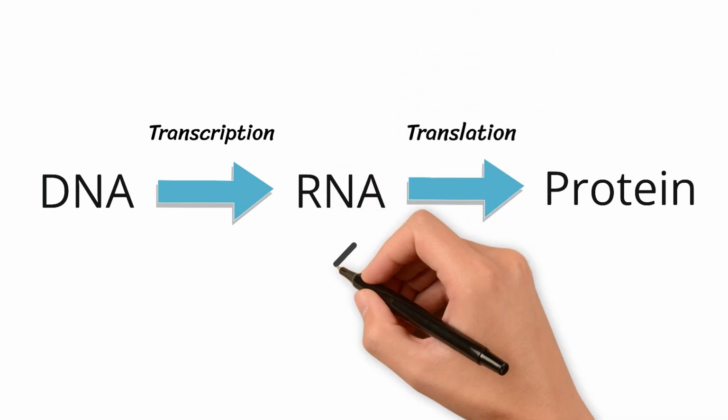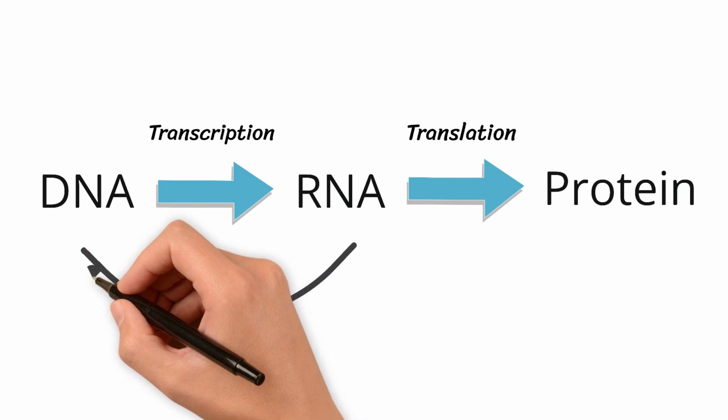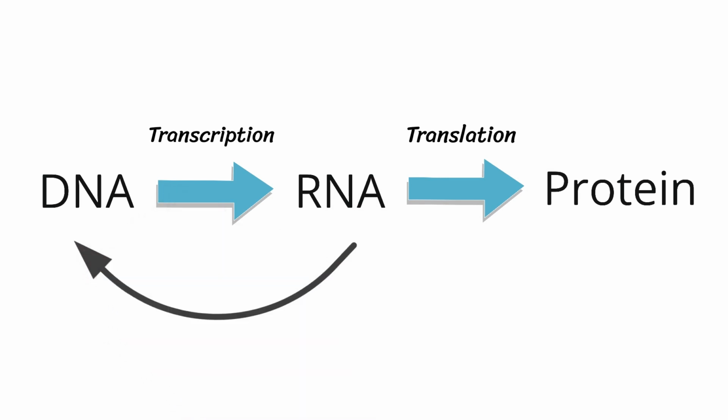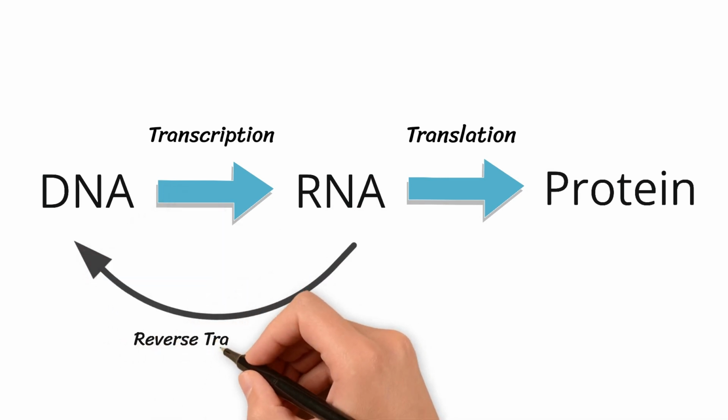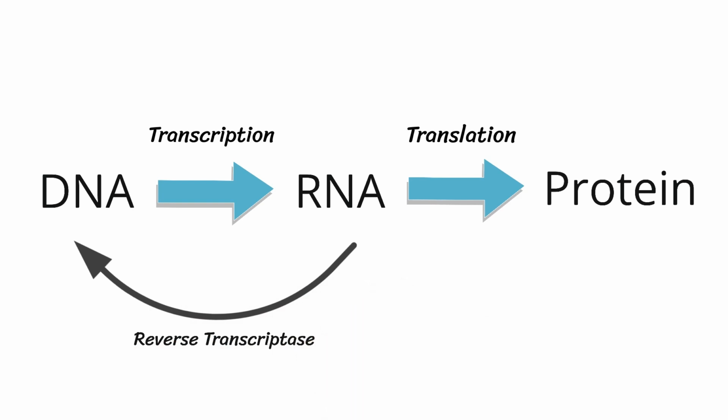There are some exceptions where some viruses like the HIV can reverse this flow. They can use an enzyme called reverse transcriptase to convert RNA back into DNA.